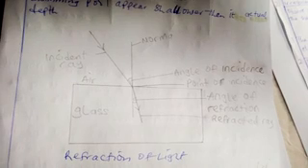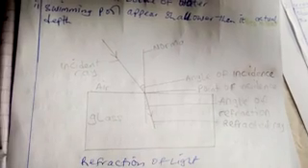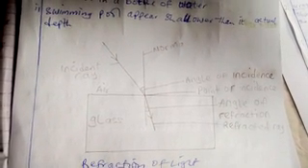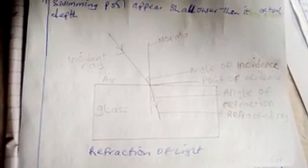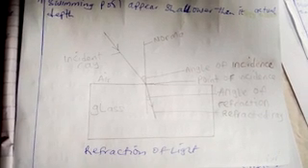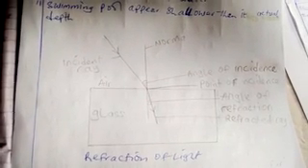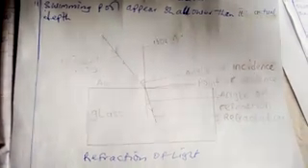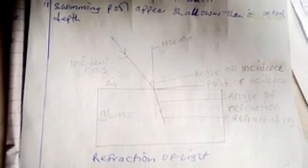Below is an example, a diagram showing refraction of light from air to glass. Air is lighter than glass. Glass is thicker than air. That means it's denser than air. If you look at the diagram, you see that we have an incident ray, the normal, angle of refraction, angle of incidence, and point of refraction.